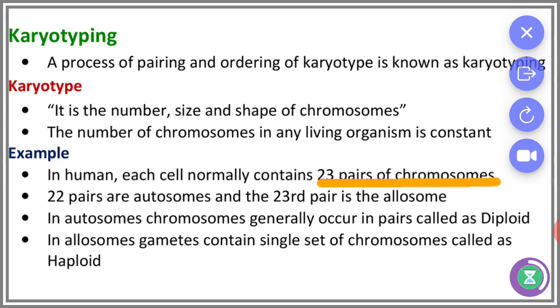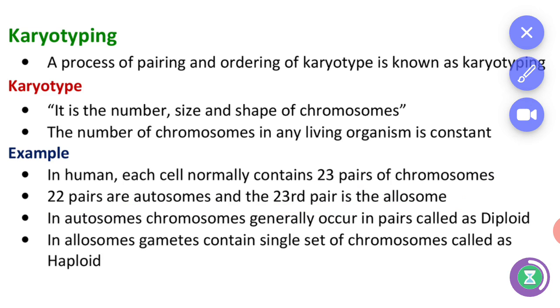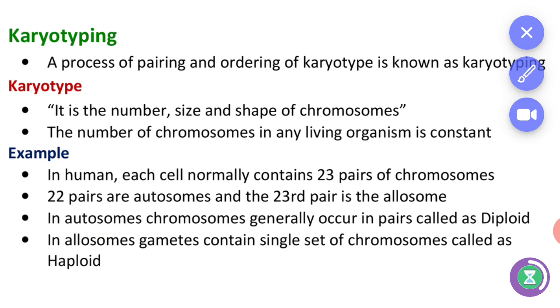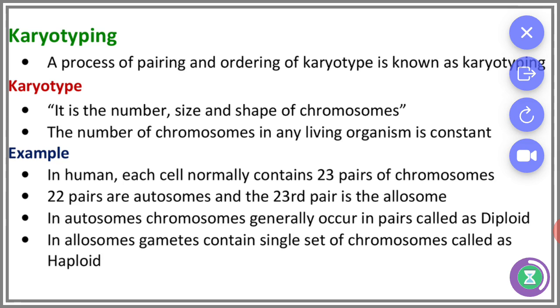That is, 22 pairs are called autosomes and the 23rd pair, that is the last pair, is called allosomes or sex chromosomes. In autosomes, chromosomes generally occur in pairs, which is called diploid. Diploid means 2 chromosomes, 1 chromosome from the father and 1 from the mother, that is paternal and maternal chromosomes. In allosomes or sex chromosomes, the gamete contains a single set of chromosomes, which is called haploid in number.